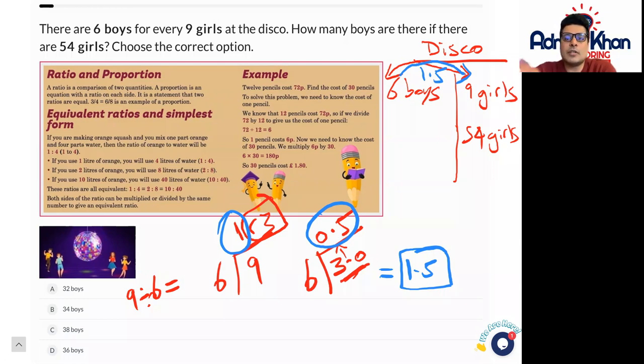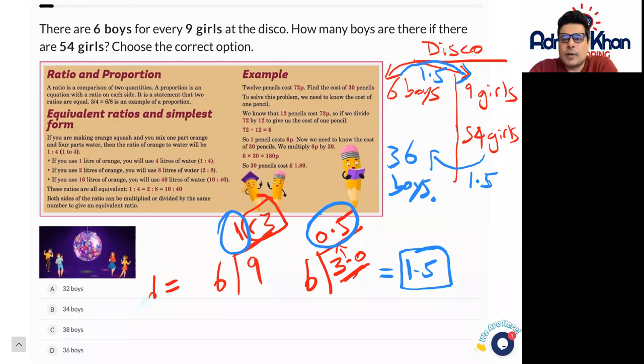And if you want, you can actually check that on the calculator as well. We're going to do the same thing here. We're going to divide 54 girls by 1.5, and that will give us a total answer of 36 boys altogether. Okay, so that's one way to work out this question.